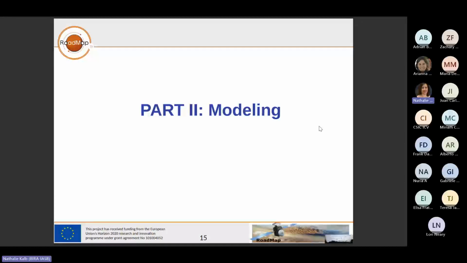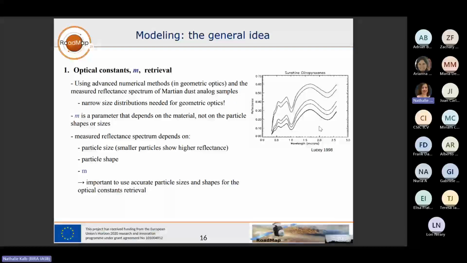Okay, so let's go to the modeling part now that the theory was explained. Just to give you a general idea of what I have been doing, the first part was to retrieve the optical constants, the refractive indices. We are using advanced numerical methods in the geometric optics region, and the measured reflectance spectrum of Martian dust analog samples, and also the measured size distribution of the analog samples. For this, we needed narrow size distributions because we had to have the particle sizes in the geometric optics region, not smaller than that.